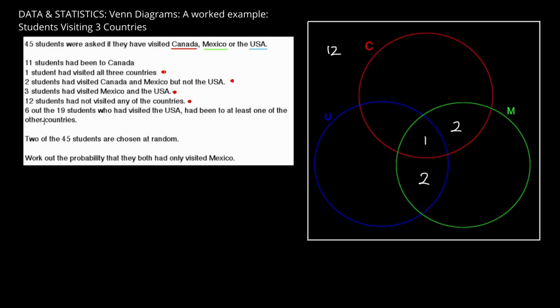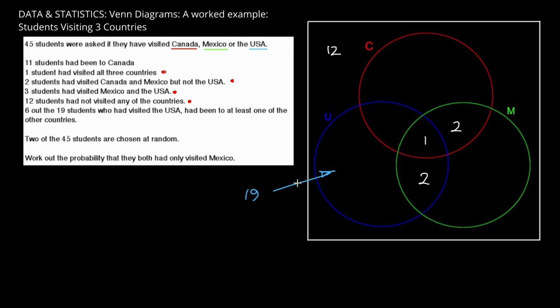Now we've got an awkward bit of logic here. 6 of the 19 students who had visited the USA, so hidden in that remark is that I know that the total number of students who have visited the USA is 19. So I'm just going to put an arrow here to say that 19 students will be enclosed in the USA circle eventually. Let's see if we can work out the rest.